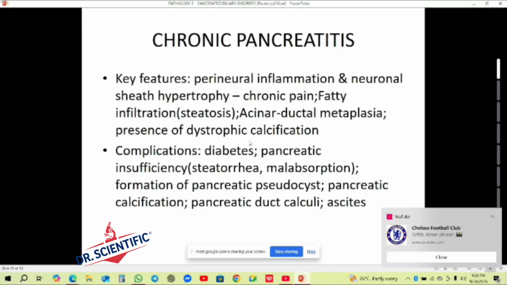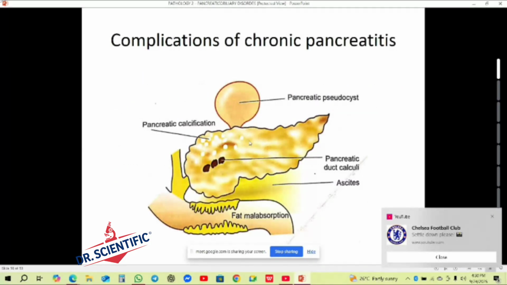There's a picture there, basically a diagram showing some of the complications: pancreatic pseudocyst, calcification within the pancreas, and calculi, that is stones within the pancreatic ducts. You can have ascites, that is accumulation of fluid within the peritoneal cavity, and fat malabsorption because the enzymes are not coming for digestion. So you end up with fat malabsorption.